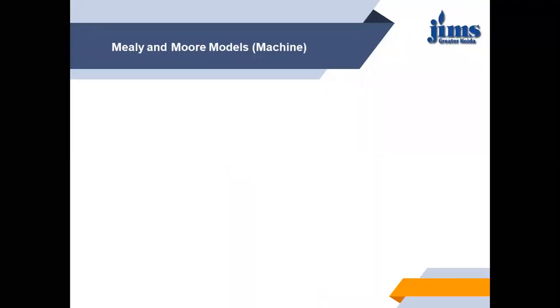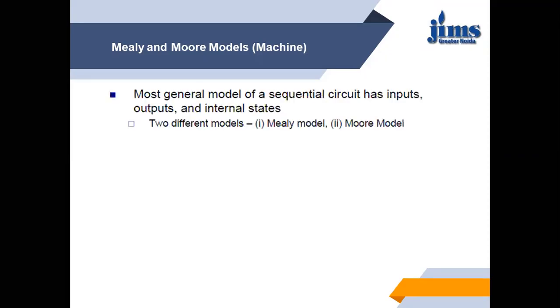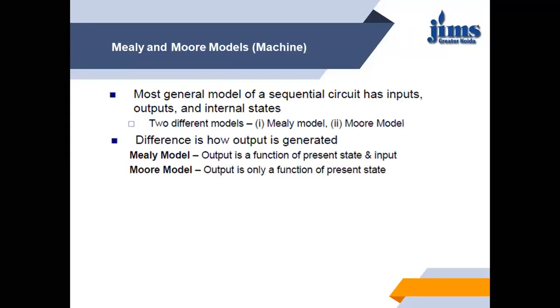Come to the next point, as these circuits, or the state diagrams, are known as machines or models. In digital or sequential circuits, we have two types of models. One is the Mealy model, and the next one is the Moore model. The most general model of a sequential circuit has inputs, outputs, and internal states. Internal states are the present states. The difference is how the output is generated. The model is defined on the basis of how the output is generated.